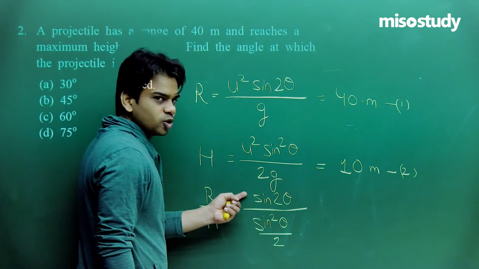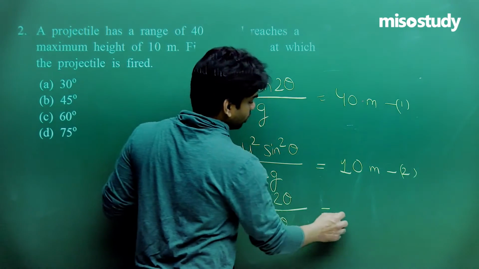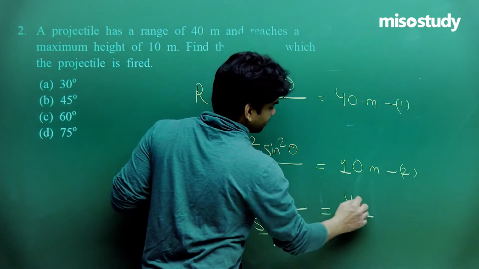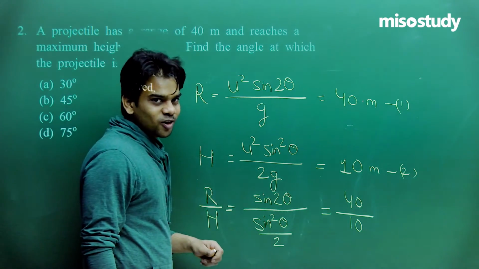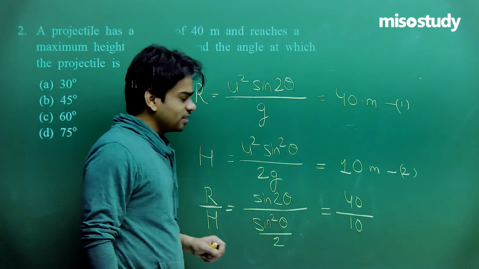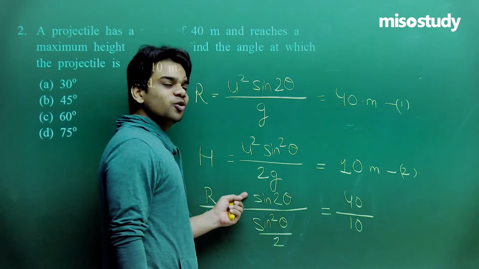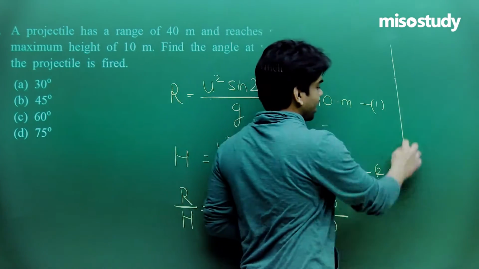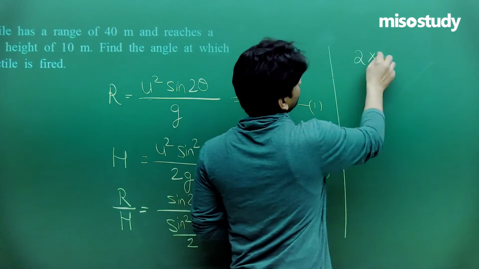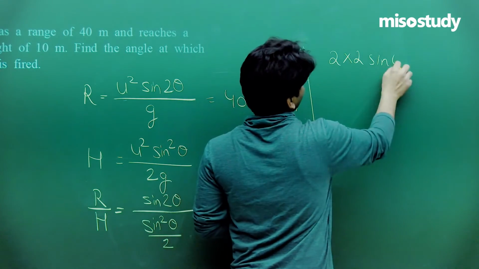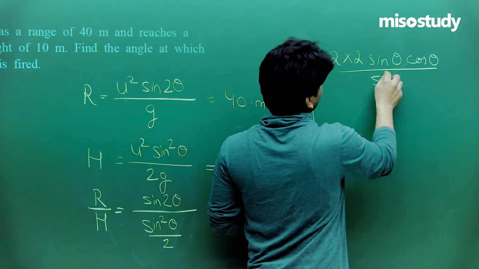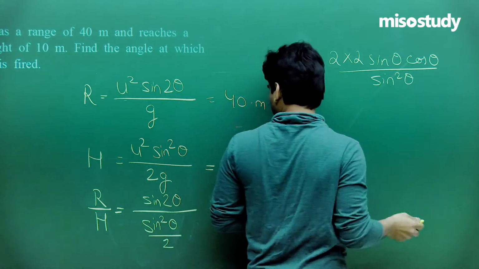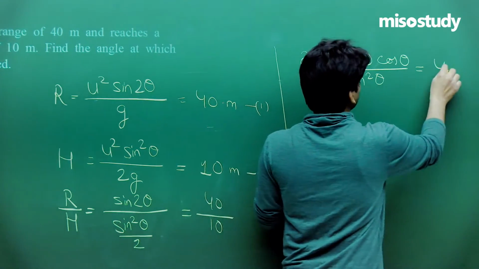This 2 will go in the numerator and here you will be obtaining 40 by 10. So we did this: sine 2 theta is 2 sine theta cos theta, and here you have sine square theta and by 2. This 2 will come in the numerator. So if I write further ahead, you will get 2 into 2 sine theta cos theta divided by sine square theta. 40 by 10 you will get as 4.